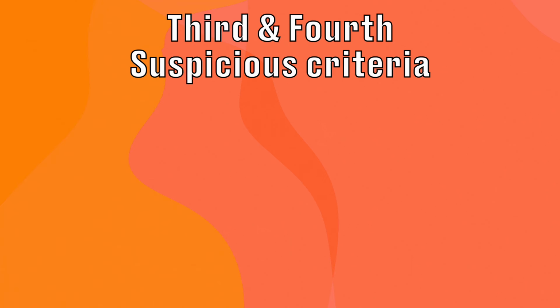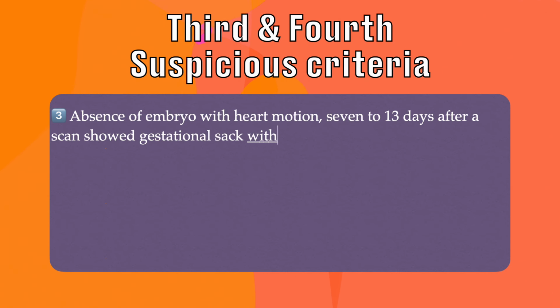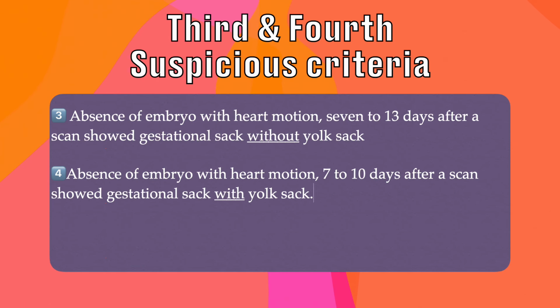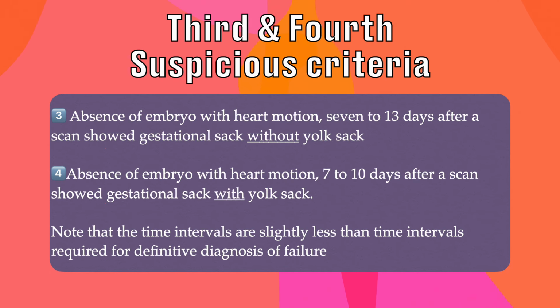The third and fourth criteria are absence of embryo with heart motion seen up to 13 days after a scan which showed a gestational sac without a yolk sac, or absence of embryo with heart motion 7 to 10 days after a scan which showed a gestational sac with a yolk sac. Note that the time intervals are slightly less than the time intervals required for definitive diagnosis of failure.